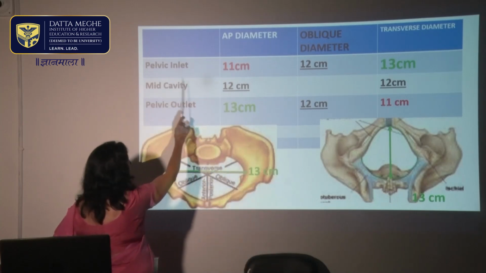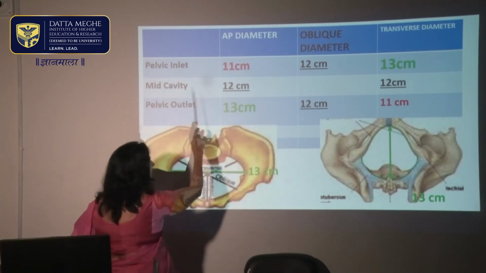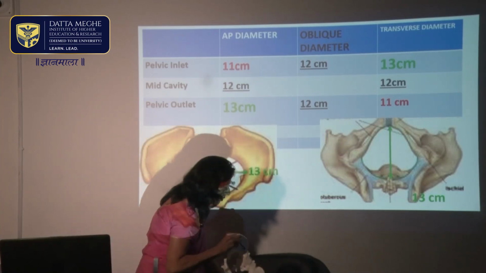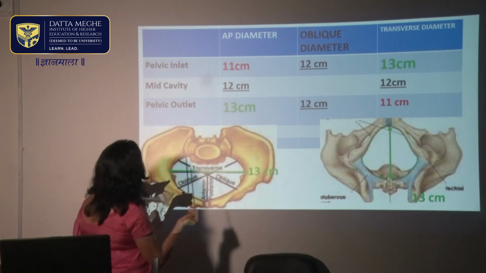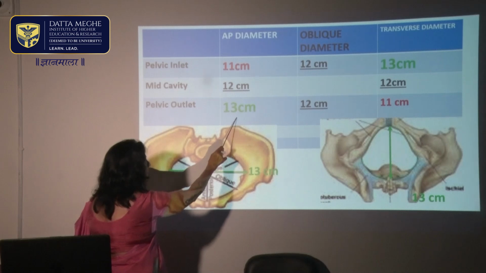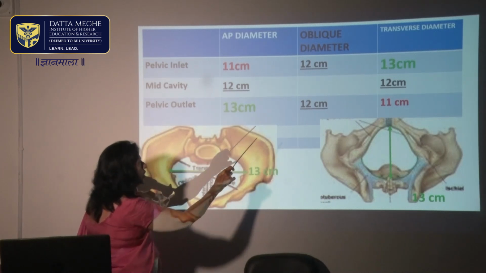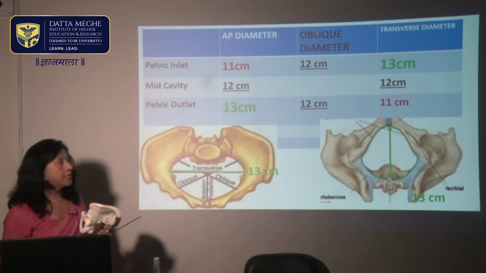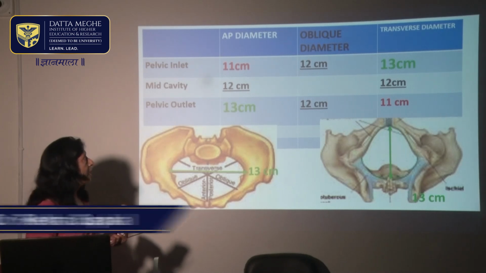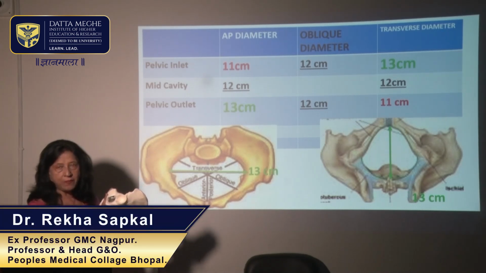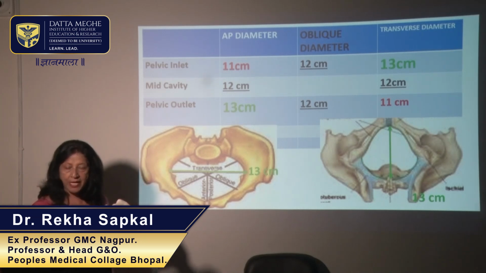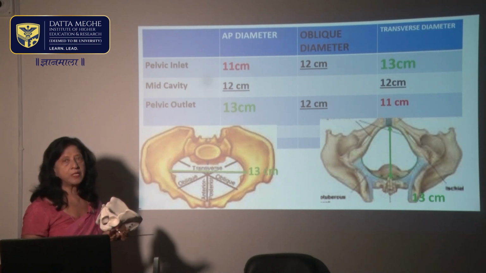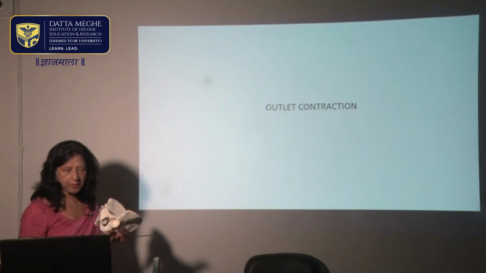So, remember here pelvic inlet 11, 12, 13, mid cavity all are 12 centimeters. The mid cavity space is quite good here. Pelvic outlet midline diameter, AP diameter is 13, oblique diameter is 12 and 11 centimeter is the transverse. So, 13 is the figure for transverse diameter of inlet and AP diameter of the outlet. Just remember this thing, you can understand the labor in a better way if you remember the measurement of these diameters. These measurements are asked for the practical examination.